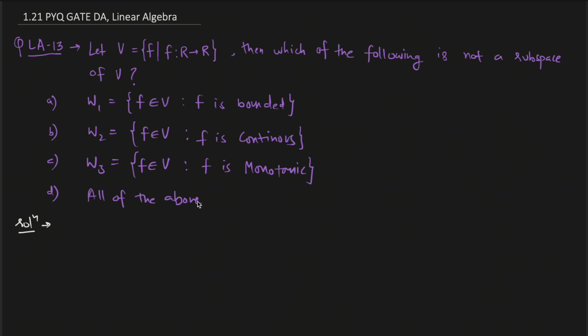So the question says that let V be a vector space of all the functions f mapping from R to R. Then which of the following is not a subspace of V? So the first important thing we need to see is it is asking for not. So we need to check which of them is not a subspace of V.